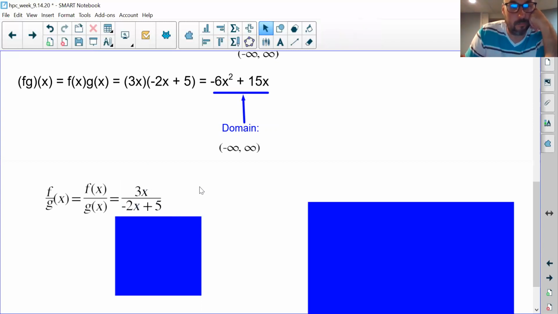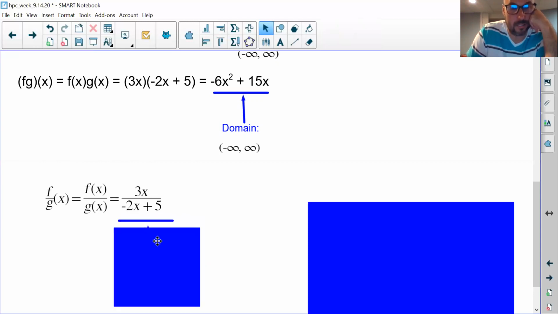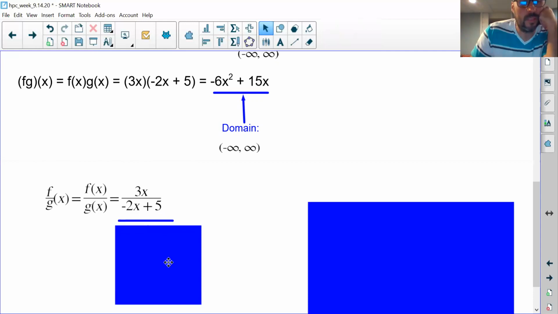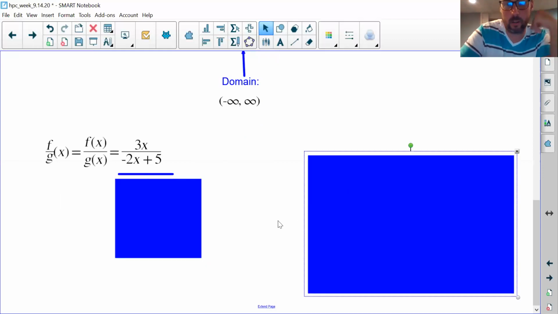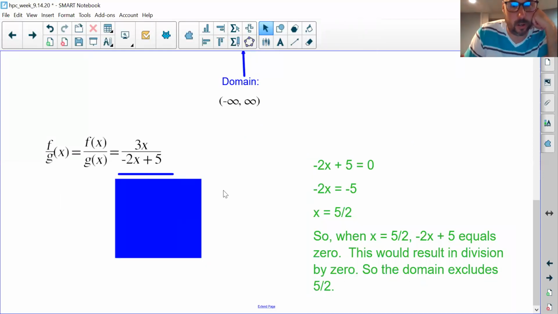So first of all, f divided by g of x is just 3x divided by negative 2x plus 5. Now, what is the domain of this? Well, it came from two functions that have a domain of all real numbers, but you are dividing, so you cannot divide by 0, so you have to find the x value that makes you divide by 0 and then exclude that. And please show me your work. Please, please, please show me your work.